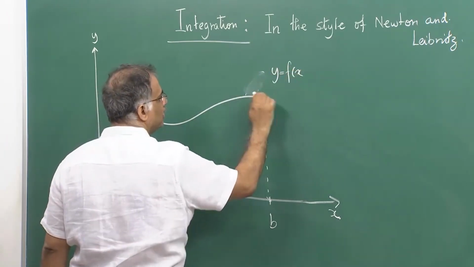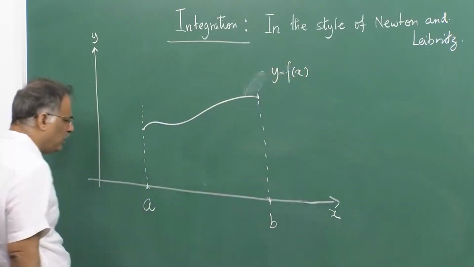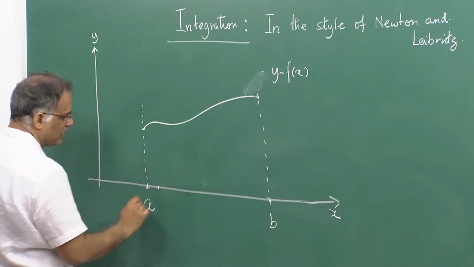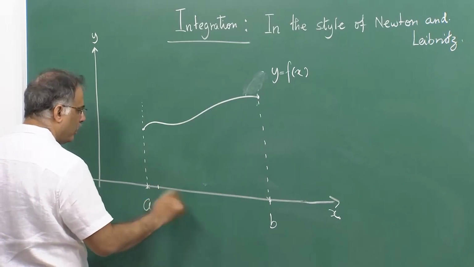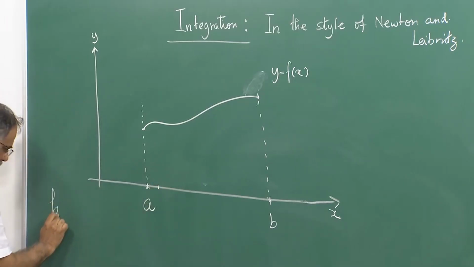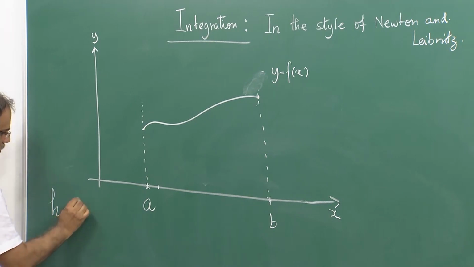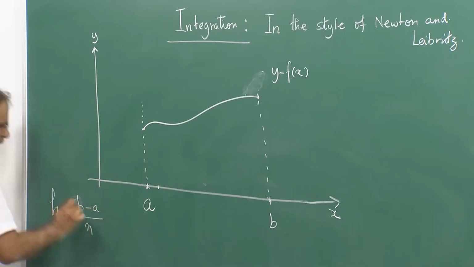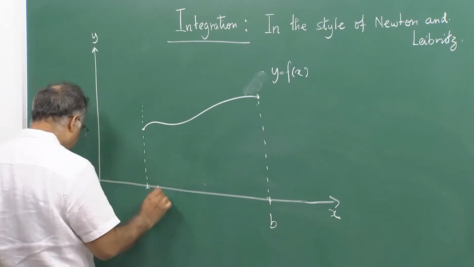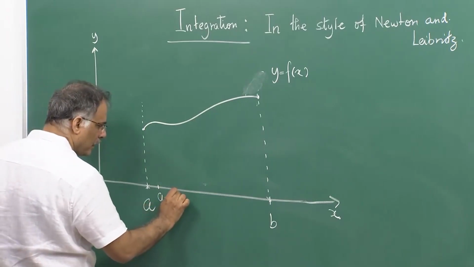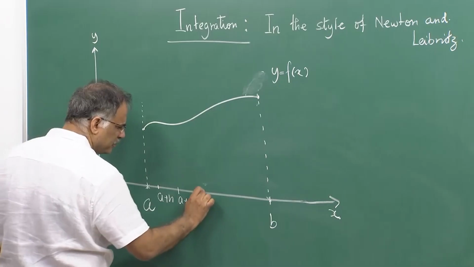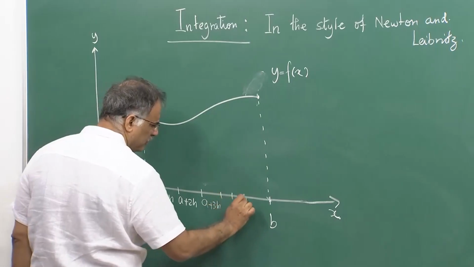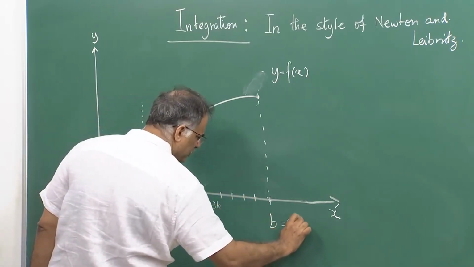So, this is the graph of the function y equal to f(x). What I will do is partition this into equal parts. I will take a nice division which is called h equal to (b minus a) by n. So, I will make equal divisions of this: a plus h, a plus 2h, a plus 0h is this, a plus 3h, and so on and so forth, and this b is a plus nh.